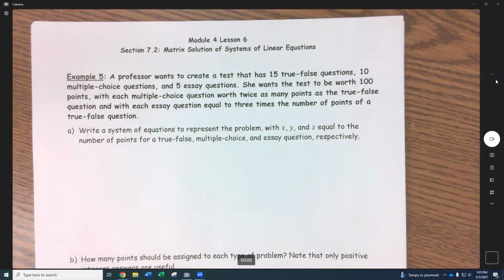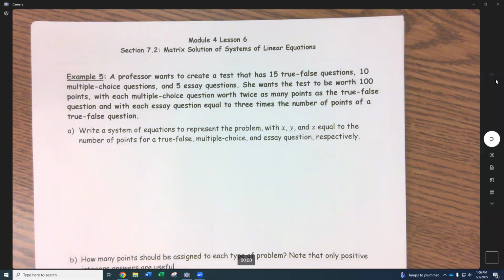Unlike example 4 that pretty much had our equation set up for us, example 5, we have to make our own equation. So it says a professor wants to create a test that has 15 true or false questions, 10 multiple choice, and 5 essays. She wants the test to be worth 100 points, with each multiple choice question worth twice as many points as the true or false, and with each essay question equal to 3 times the number of points as true false.